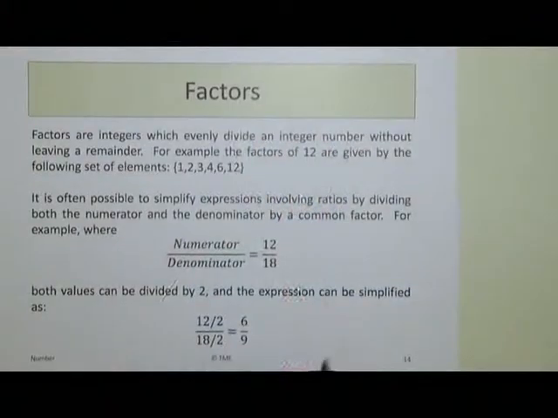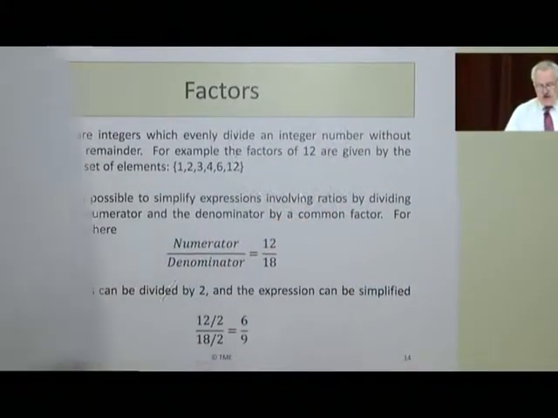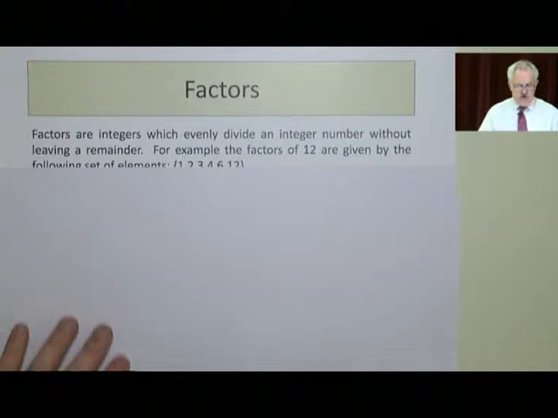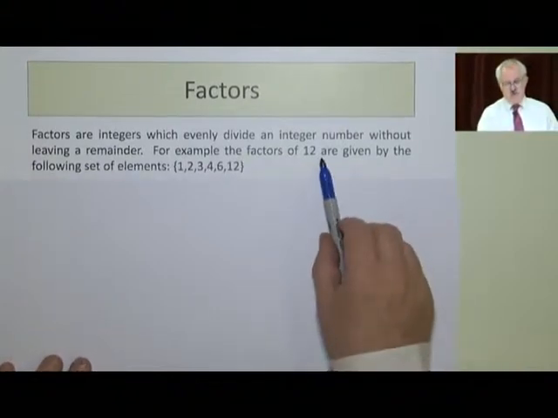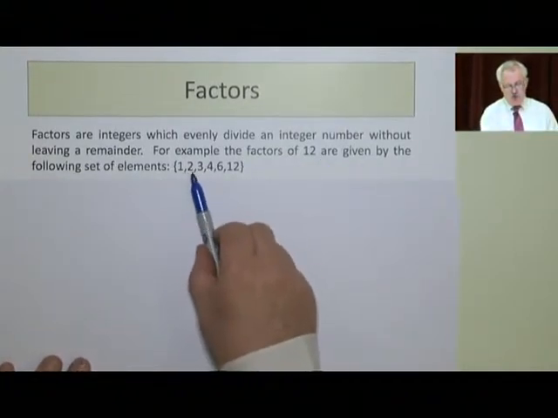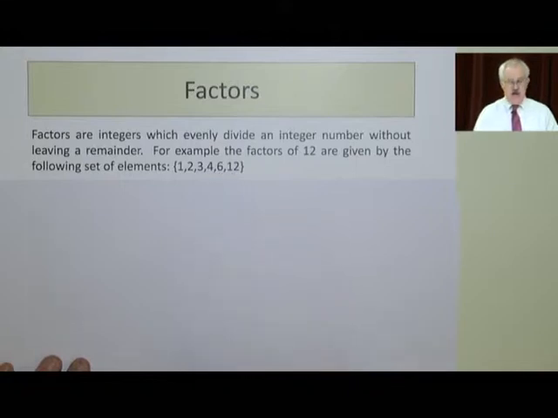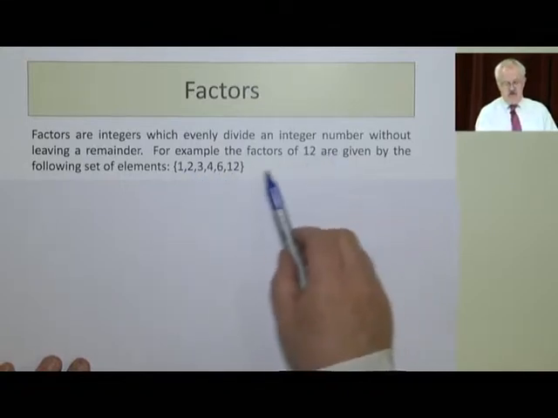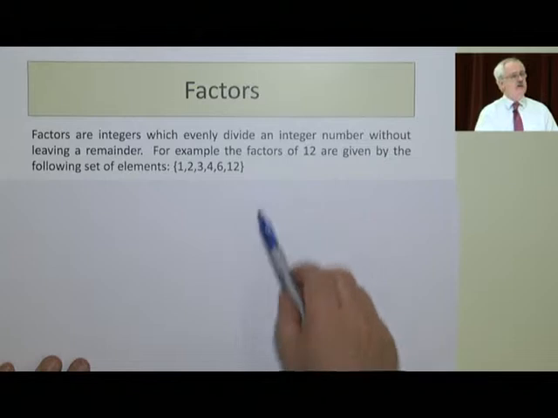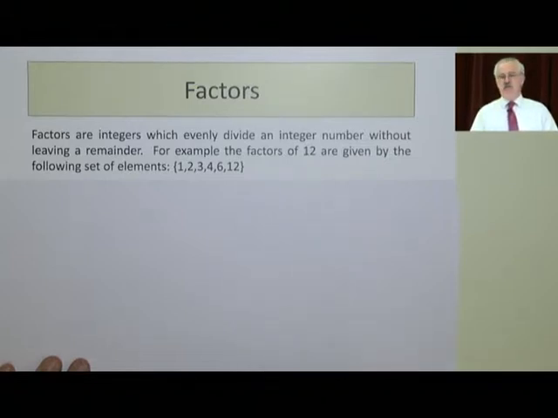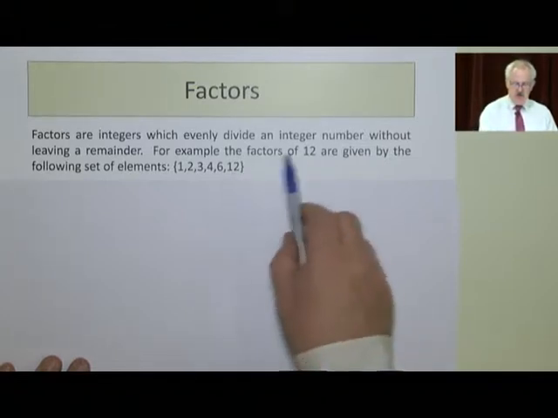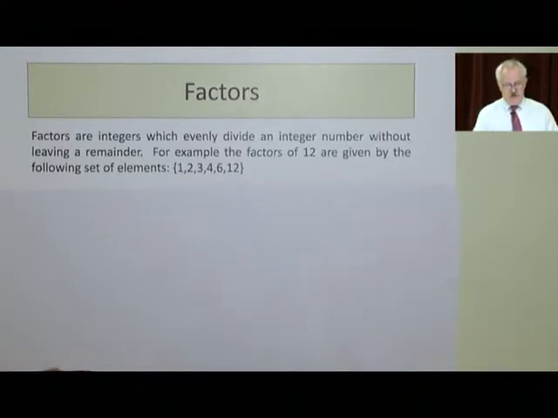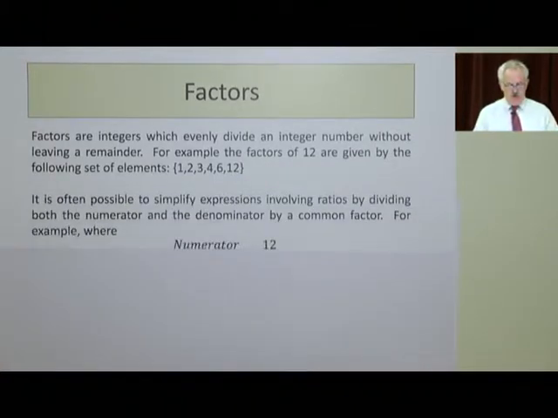Factors are integers which evenly divide an integer number without leaving a remainder. For example, the factors of 12 are given by the set of elements 1, 2, 3, 4, 6, and 12. 2 goes into 12 6 times, 3 goes in 4 times, 5 doesn't, 10 doesn't, 7 doesn't. So only those that go in without leaving a remainder are called factors.